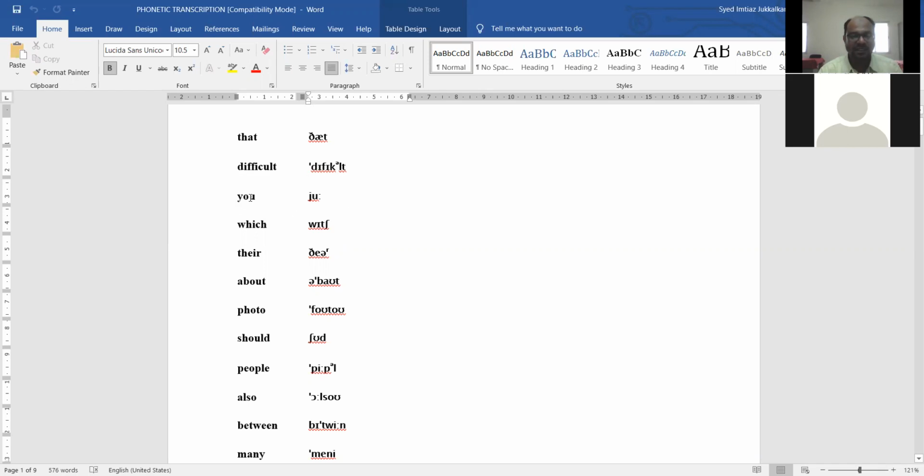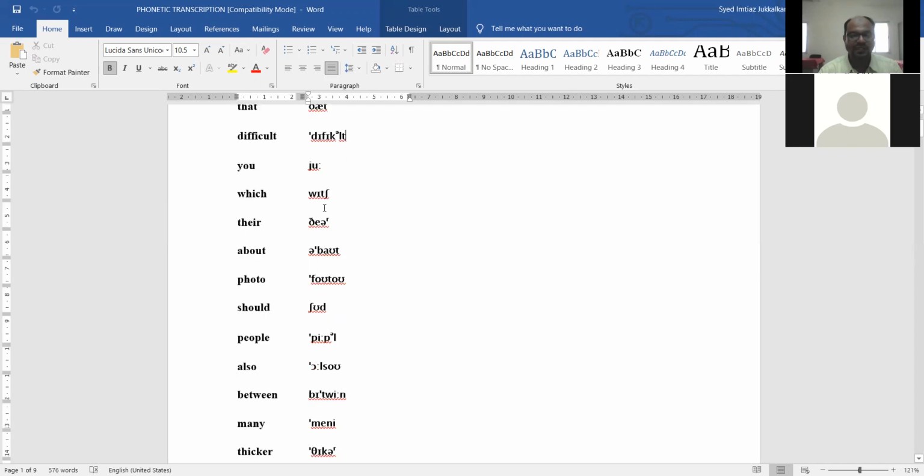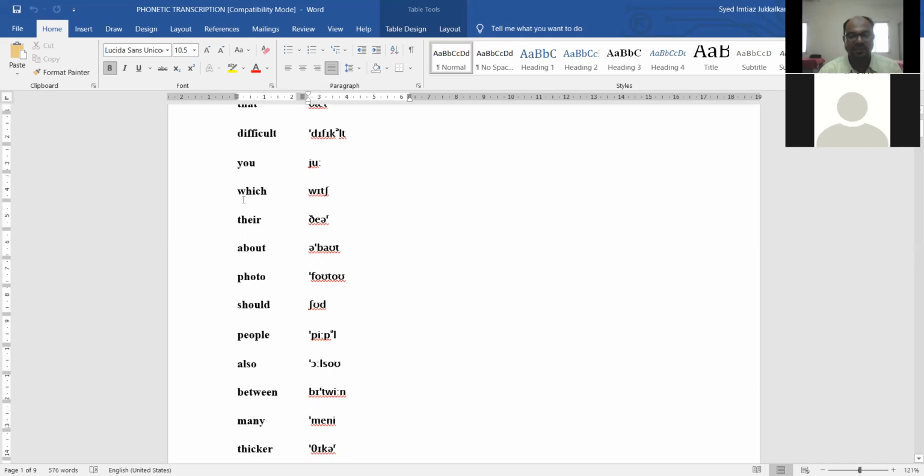For example, this is U. This is Y, which looks like J, and this is long U. Here are the two dots. Hope that you can see these two dots. And then which? "Which." This is the symbol for "which," t and ch, "which."